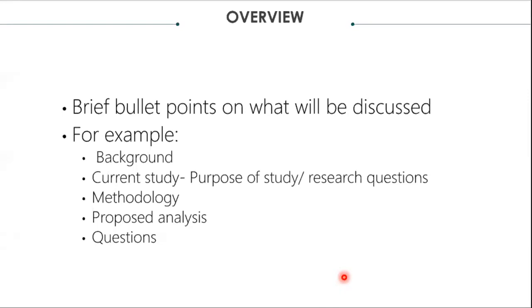So after your title slide, you might go into an overview slide. This might be just like an agenda of what you intend to present that day. I recommend that you have some brief bullet points showing what you're going to be presenting. And then here's an example. So you might have background, current study, methodology, proposed analysis, and then questions. That is an example that might be appropriate for the proposal, right? Because we're ending at the proposed analysis. If you are in the final defense, you might include some more bullets. But generally, these can just be the headers of each slide that you're going to be presenting throughout the presentation.